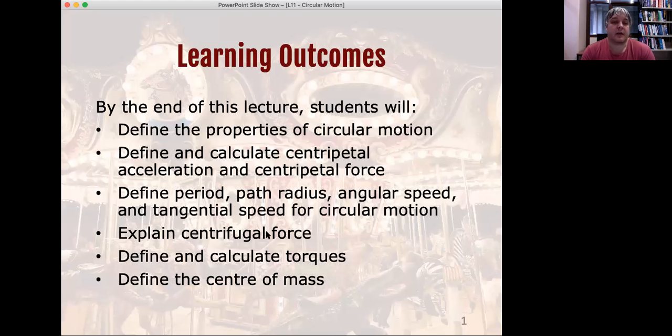So the goals are to define the properties of circular motion, the same way we defined properties of regular motion or linear motion. But then we're going to meet centripetal acceleration and centripetal force, which are what are responsible for circular motion. There's a bunch of properties there we'll be defining: period, path radius, angular speed, tangential speed. And then we'll introduce centrifugal force, which is something many people have heard of, but there's a lot of confusion around what that actually means.